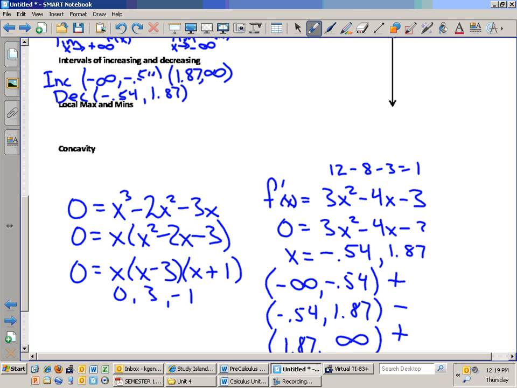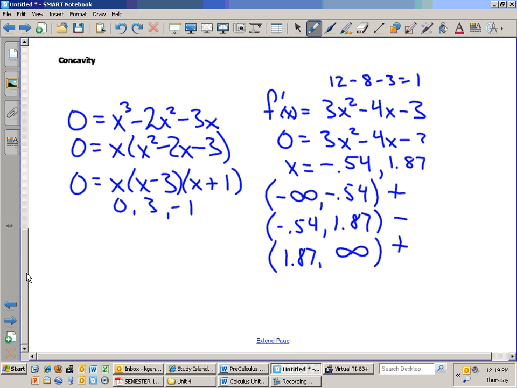We are going to have local maxes or mins, but first let's figure out concavity. Before we do local max and mins, let's do concavity. How do I figure out concavity?